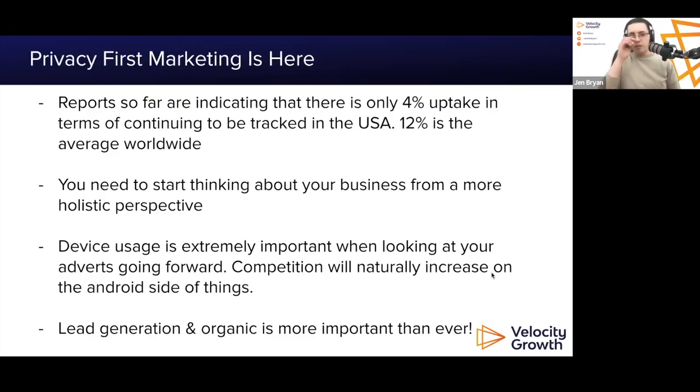So, first of all, privacy first marketing is here. Reports so far indicate a 4% uptake in terms of continuing to be tracked in the US. 12% is the average worldwide. What that means is that anyone who has updated their Apple device to iOS 14 or later now gets a prompt on their phone to say, allow app to track or not to track. So people have the option to opt out of Facebook. 4% seems to be the number in the US.